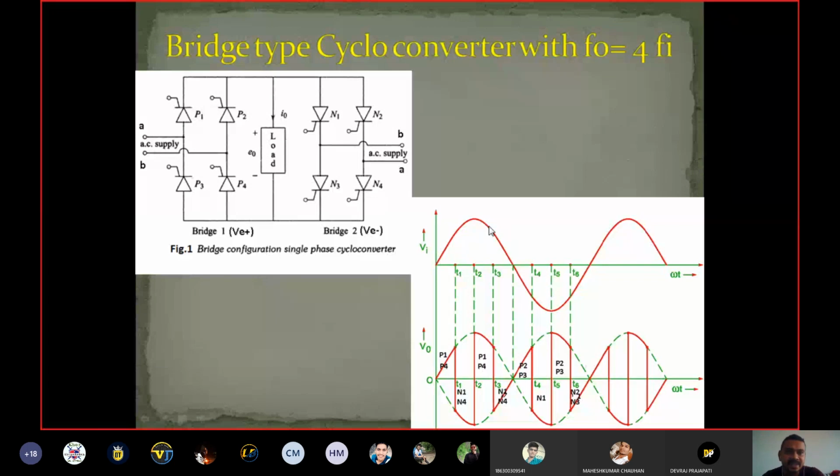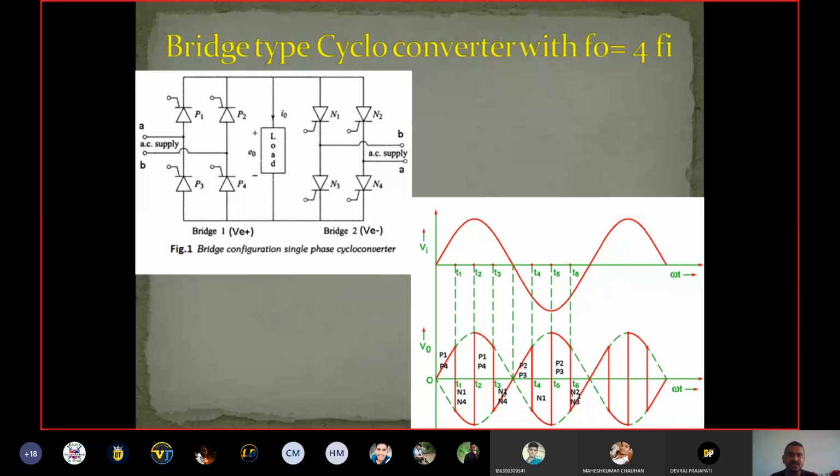Okay, so that's why it is written here that output frequency f0 is equal to 4 times fi. If the input frequency is 50, then the output frequency is 200 hertz. Same as before, if we want to change the voltage, we have to adjust the firing angle of the thyristors. Okay, so this is the bridge type cycloconverter. In the center tapped type we have 4 thyristors. In the bridge type cycloconverter we have 8 thyristors.